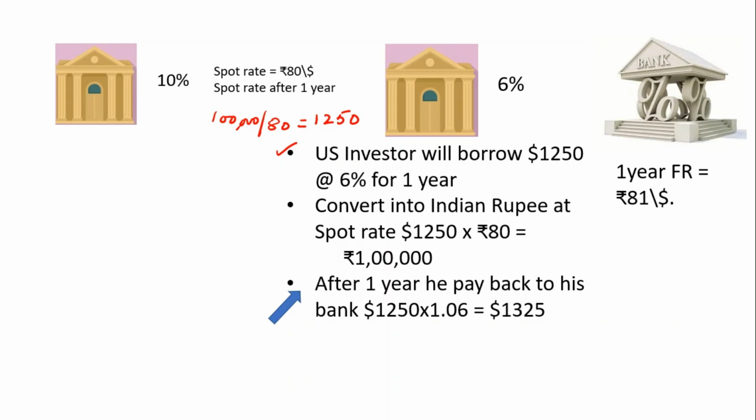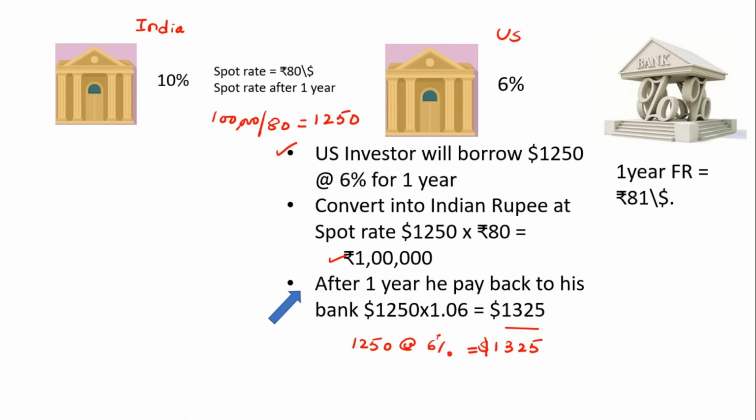So what he has done is borrowed 1250. At what rate has he borrowed? 6%, because this is the US and this is India. He has borrowed at 6% for 1 year. He got $1250, he converted it, and eventually got 100,000. After 1 year, he has to pay back the bank 1325. Why? Because he has borrowed 1250 at the rate of 6%. So he is supposed to pay back his American bank 1325 dollars after 1 year, right?